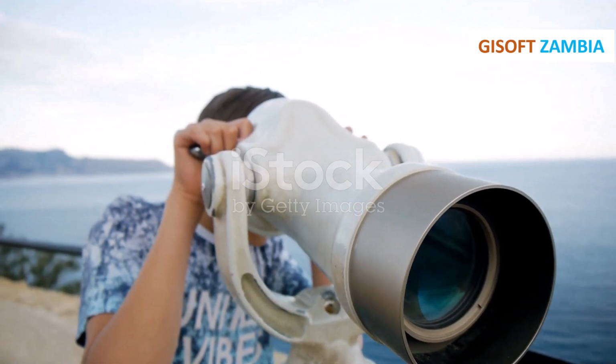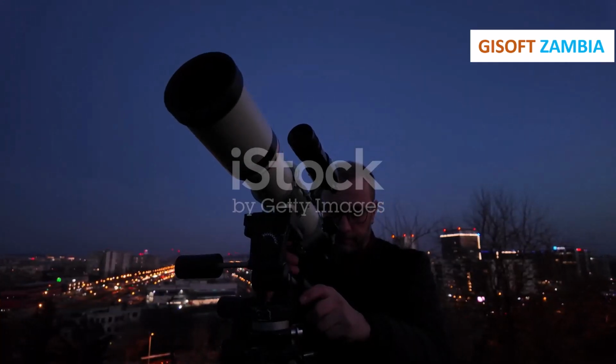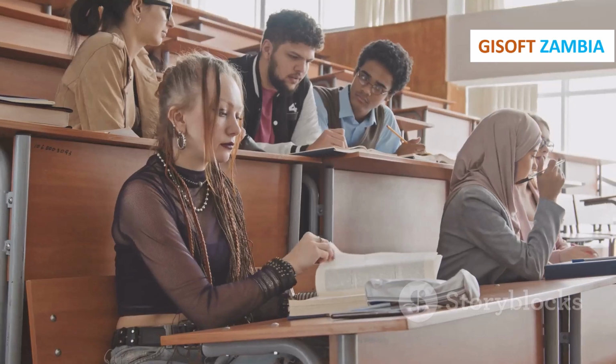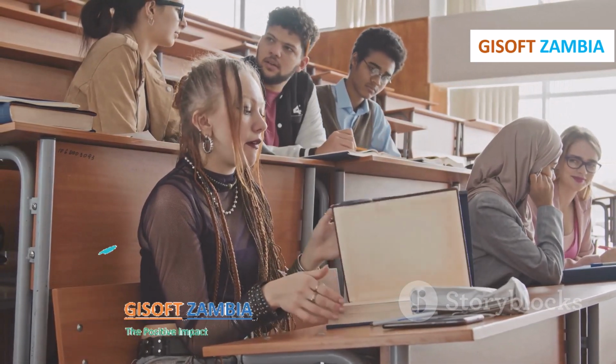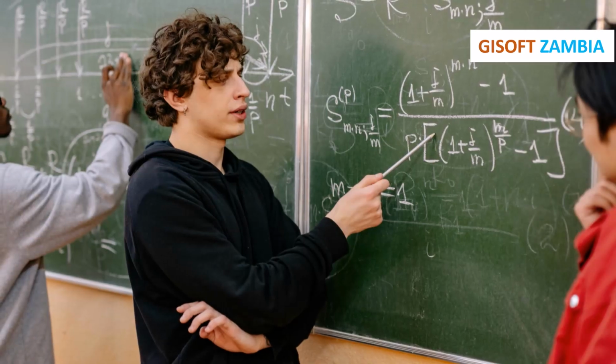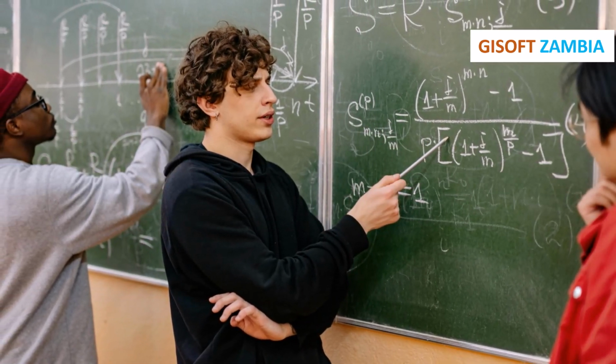Imagine peering through a telescope. You're observing the universe, but your view is shaped by the lens you choose. Similarly, in educational research, we use different lenses called epistemological paradigms. These paradigms influence how we understand knowledge and conduct research. They shape our research questions, the methods we employ, and how we interpret our findings.